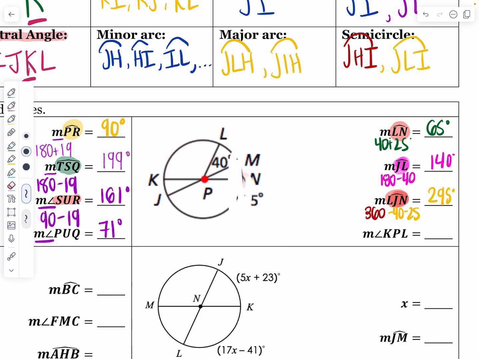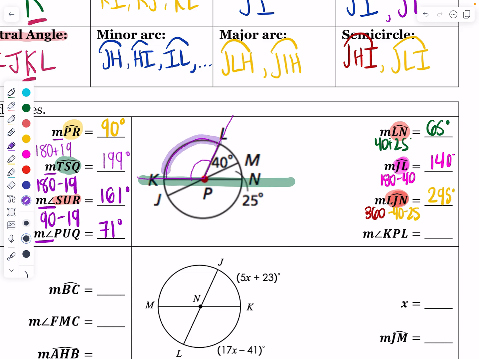So how do we find K to P to L? KPL starts here, goes to the center point, and comes out at L, so that is a central angle. How do I find this central angle? Well, it should match this arc right here, and I believe we've already found what that was. If I wanted to create a diameter, that would be this piece. And so how do I find what is here?